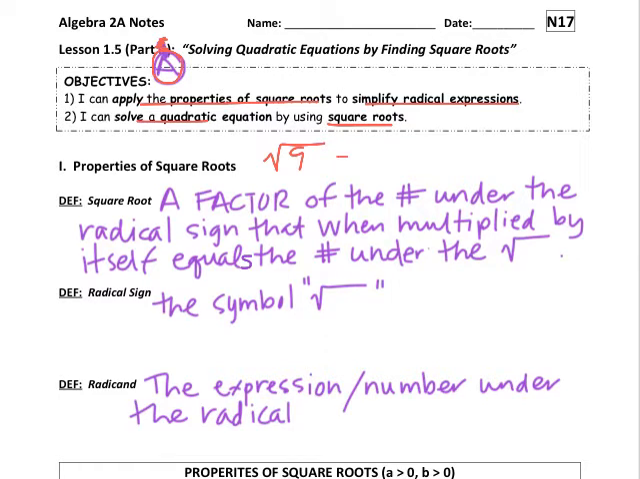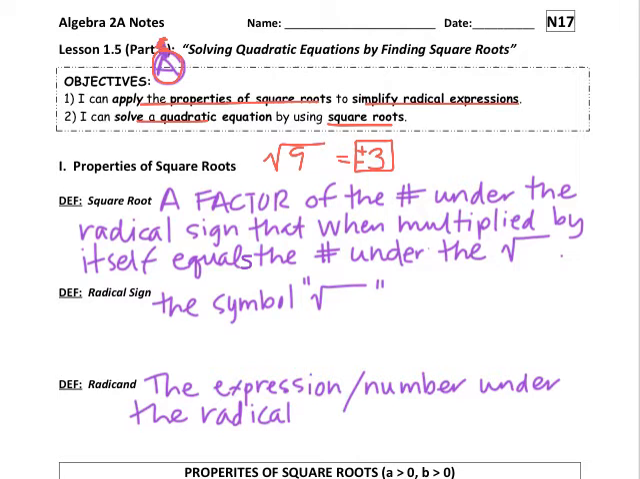So of course we know that the square root of 9 is 3 because 3 times 3 is 9. Could we also have negative 3 times negative 3? Absolutely. So the actual square root of 9 is both the positive version of 3 and negative 3.